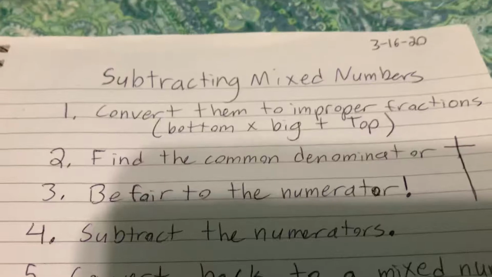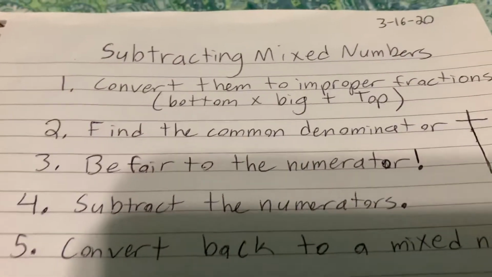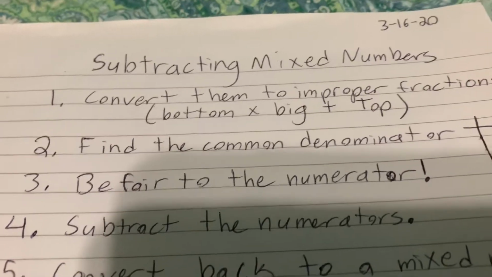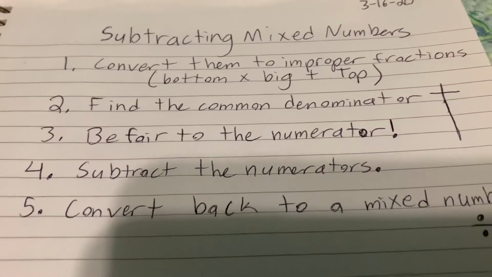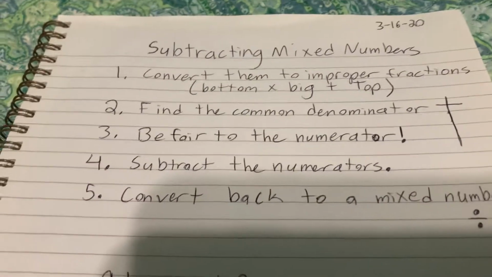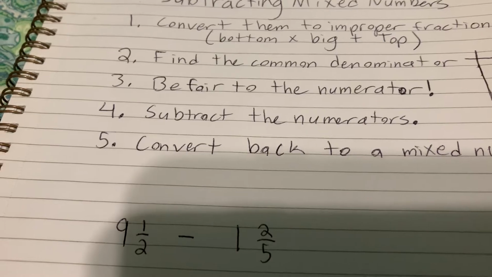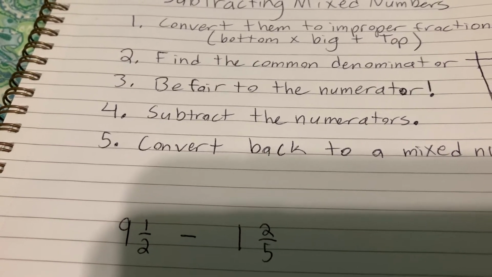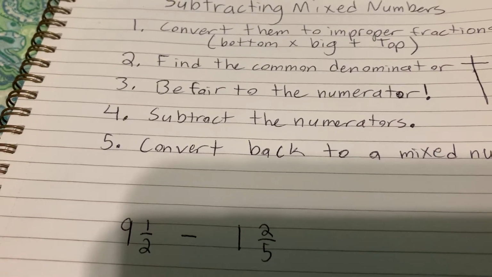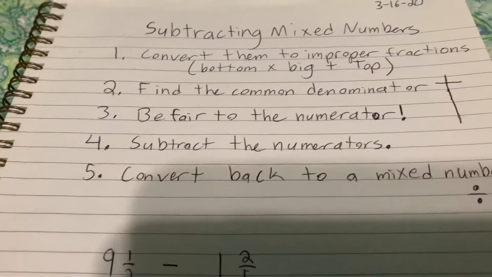Step number 1 is convert them to improper fractions. And remember, we do that with bottom times big plus the top. Then we're going to find the common denominator. You guys know how to do that. We're going to make a T-chart. Remember, T stands for truth. If you multiply, you might get a lie. And number 3, we're going to be fair to the numerator. That means however we change the denominators, we're going to change the numerators in the same way so that it's fair and equal and even.